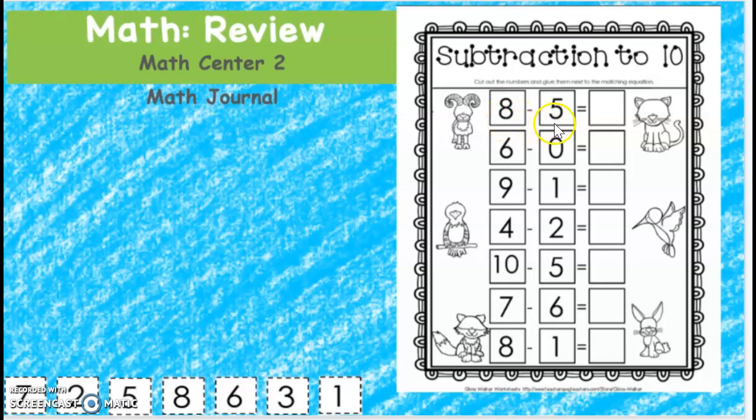8 minus 5 equals. So what you can do, friends, you can use a piece of paper, you can draw a picture to figure this out, you can use your snap cubes to solve this, you can always use your fingers or a number line.